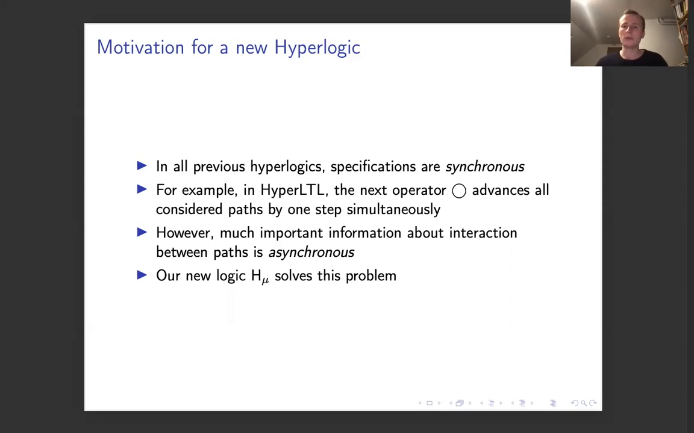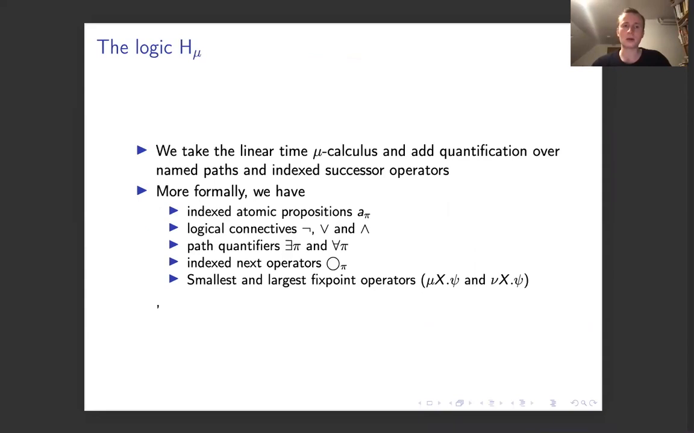And we believe that much important interaction between paths is actually asynchronous, which becomes obvious when you look at, for example, concurrent systems which involve multi-threading. And we therefore decided to develop a new hyperlogic called HMU, which can take asynchronicity into account. So let us outline what our logic HMU consists of. In a nutshell, we take the linear time mu calculus, which is a linear time variant of the well-known modal mu calculus, and we add quantification over named paths as in HyperLTL, and we add indexed successor operators.